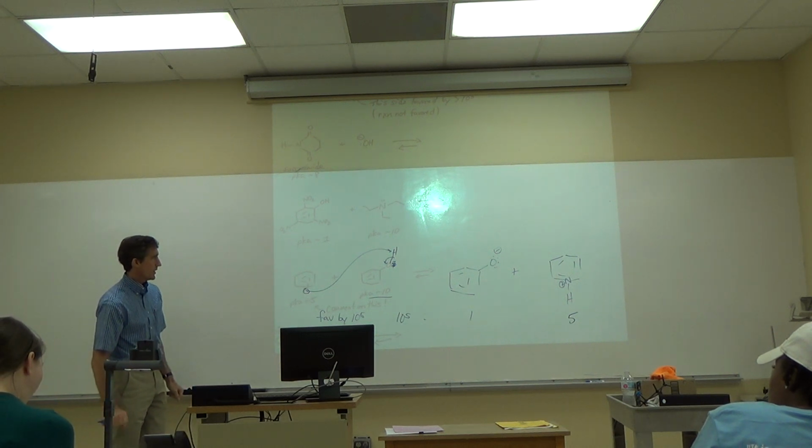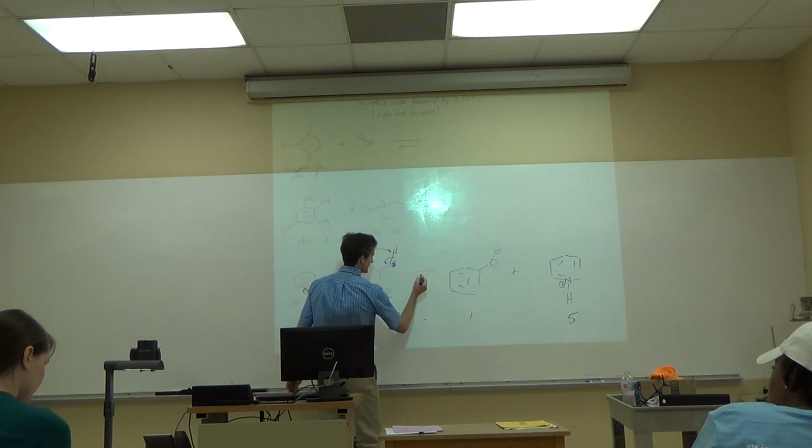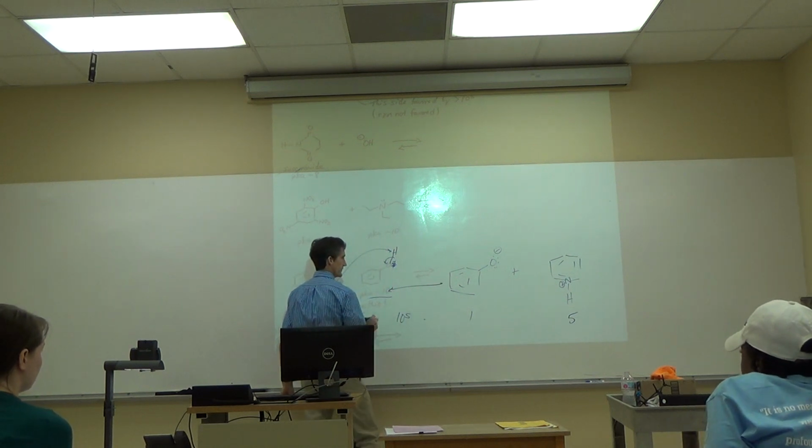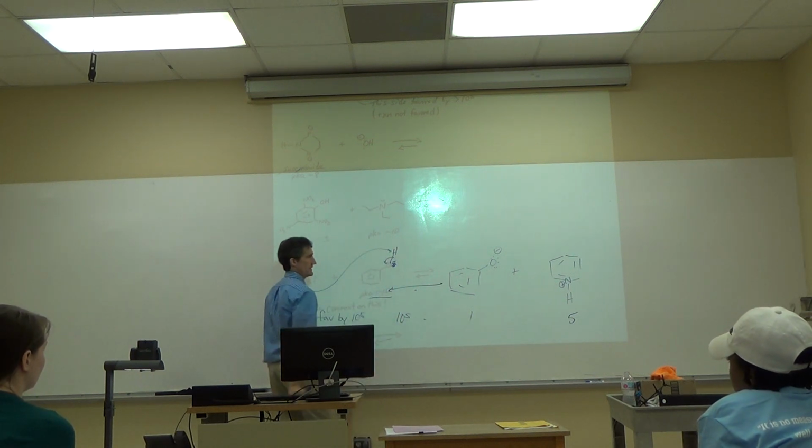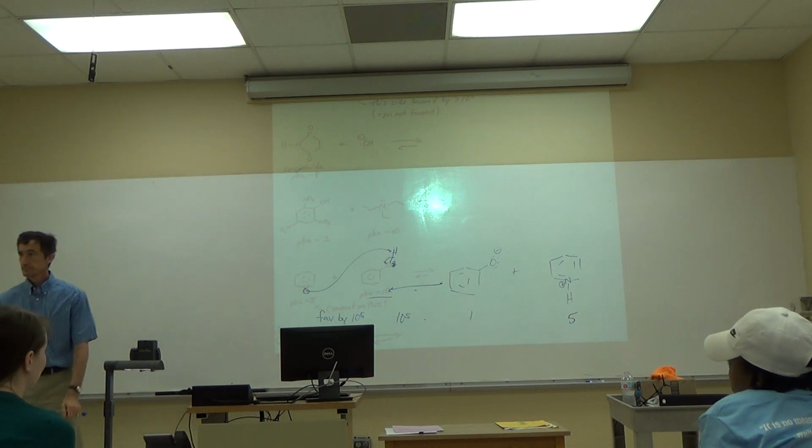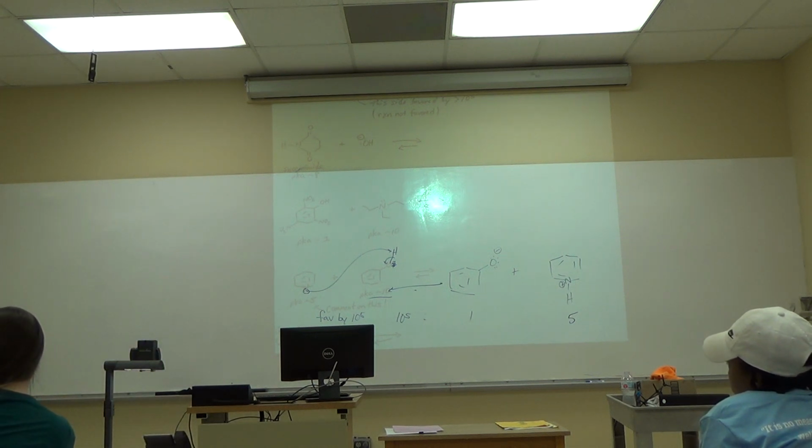All right, so if we drew the equilibrium here, this side's favored, and the other side would be like that, right? Every acid base is theoretically in equilibrium. It might be a quite terrible equilibrium.